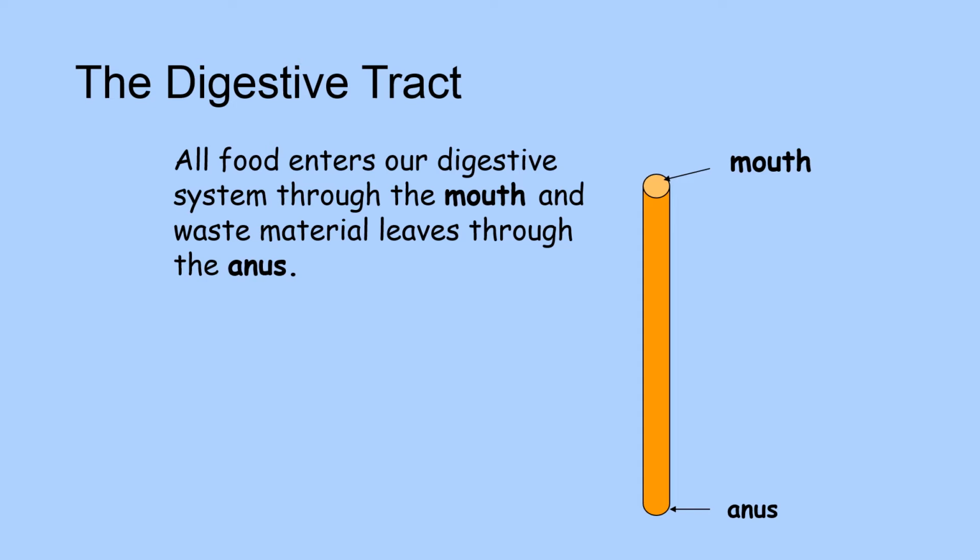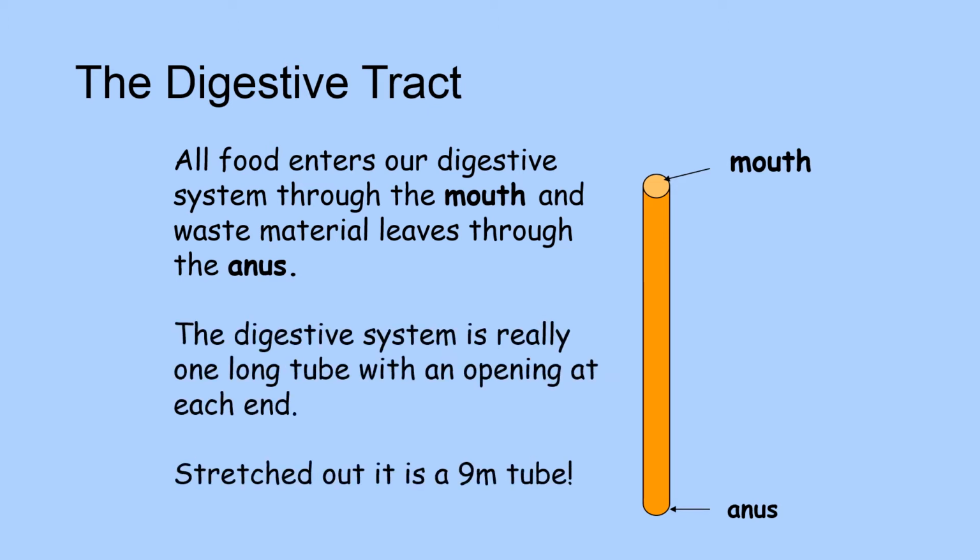Can you think about how long that tube, this digestive tract, can be moving from the mouth to the anus, from our gums to our bums? I'll give you a couple of seconds to think about how long you think that might be. So let's see if your guesses are right. The length of the digestive tract is 9 meters. It's one long tube with an opening in each end. Stretched out, it is a 9-meter tube.